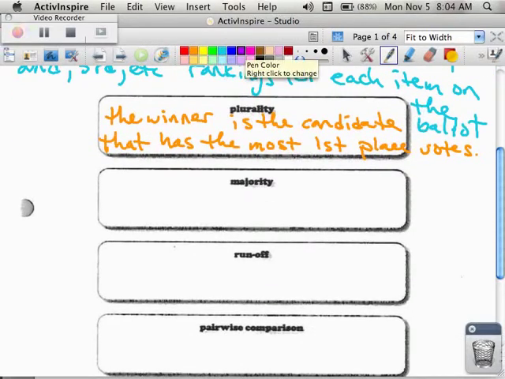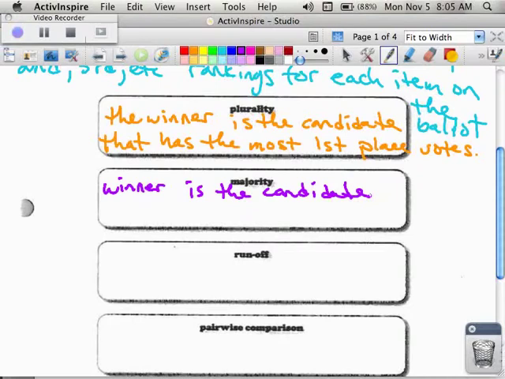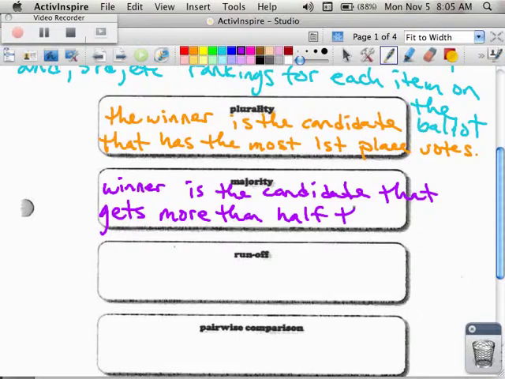Next is majority. Here, the winner is the candidate that gets more than half the votes. And I should say first place votes. The difference between the first and the second is you could have only 30% of the people voting this candidate number 1 and they could still win, whereas in the second part, over 50% have to vote them as number 1 or there's not a winner. You keep going until there is a winner.